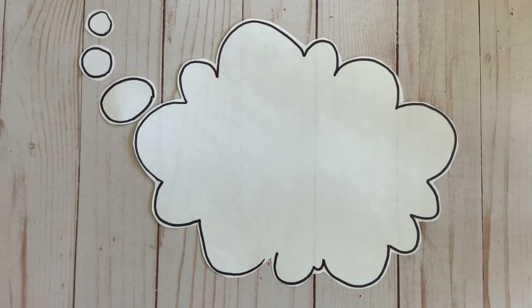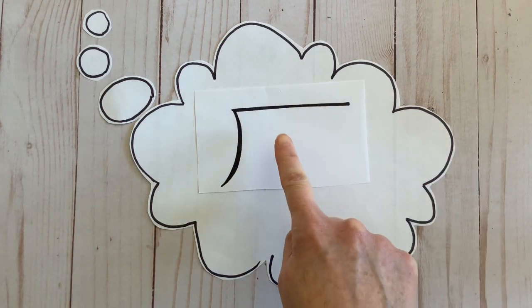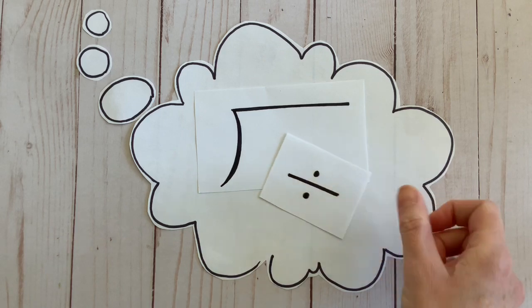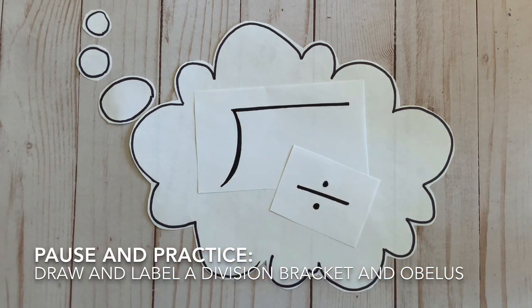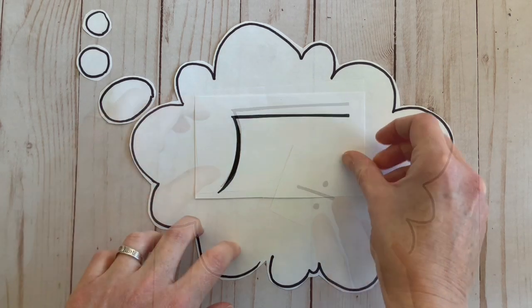After knowing a little math language, it's handy to know 2 division symbols to start. We'll call this one the division bracket, and this one is called the obelus. Take some time and practice drawing and labeling a division bracket and an obelus.